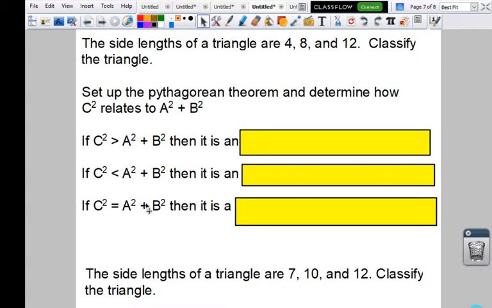Okay, so we're going to look at a triangle whose side lengths are 4, 8, and 12. We can actually classify the triangle. I don't know what kind of triangle this is. We've learned 3 kinds of triangles based on their angles. A right triangle is one. What's another one? Left triangle? Yes, but no. Based on angles.